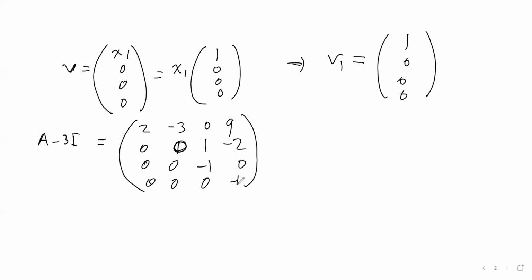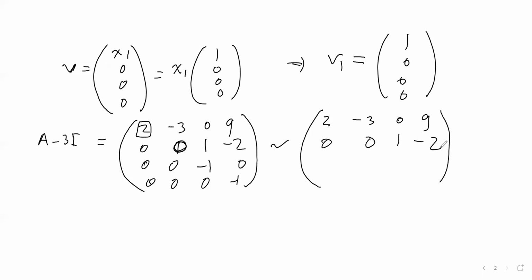Okay, now I need to make this. So this is going to be, okay, let's see. I can choose this to be my pivot position here. And then, okay, let's keep this for now, like this. And then 0, 0, 1, negative 2. So I can make this entry right here 0 by just adding it. So 0, 0, 0. And this is negative 2. And then this is the same.